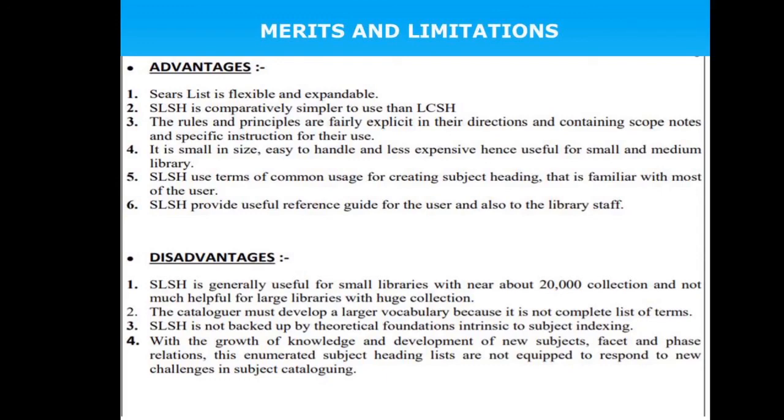Disadvantages: it is only useful for small libraries because the vocabulary is very limited. For a big library, the cataloger needs to develop a larger vocabulary, with controlling the vocabulary to certain contexts, right? So there is no theoretical foundation to back up the subject indexing of a sheer list of subject headings, right? With the growth of knowledge, with new subjects and the interdisciplinary nature of research, there will be new subjects every now and then. So it will be difficult to accommodate all these newly emerged vocabulary into Sears. So these are some of the disadvantages and advantages, okay?